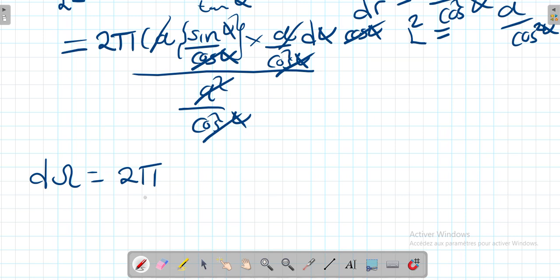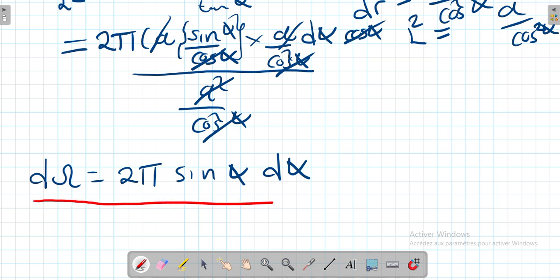2 pi. By the way, I talked about radians. 2 pi is 360, so this is a constant. 2 pi, then I'll have sine alpha, then d alpha. As simple as that. You've expressed your d omega as a function of alpha. The d alpha is an elementary change in alpha, so it's also a function of alpha. So, ladies and gentlemen, we found an expression for elementary solid angle.